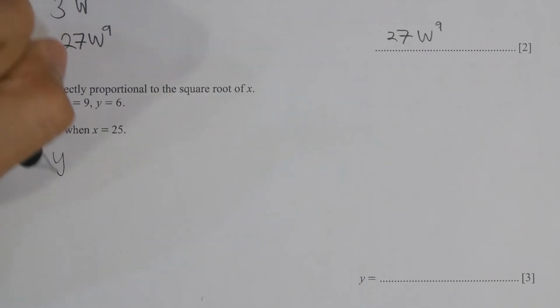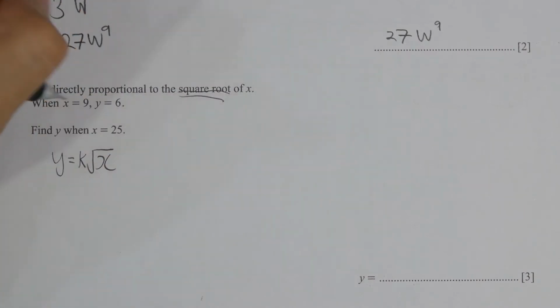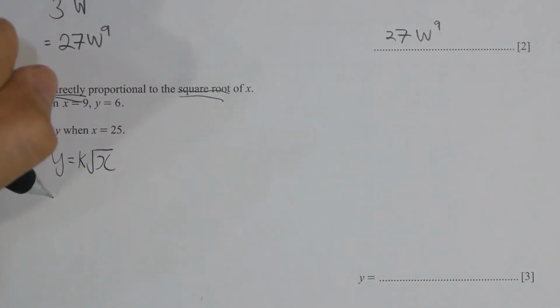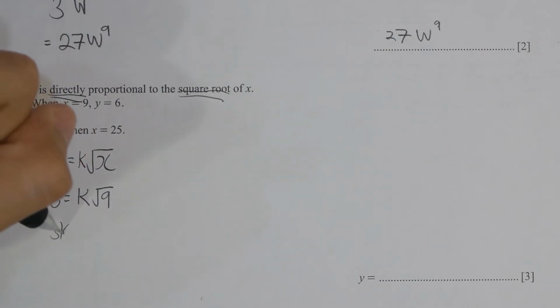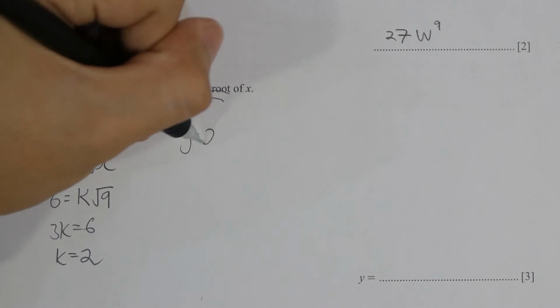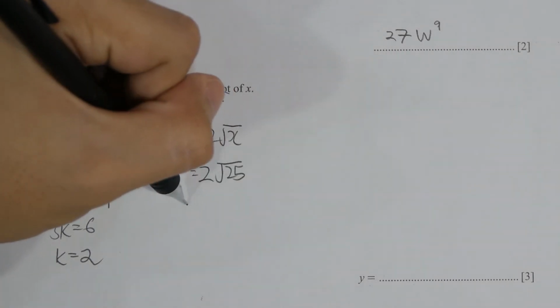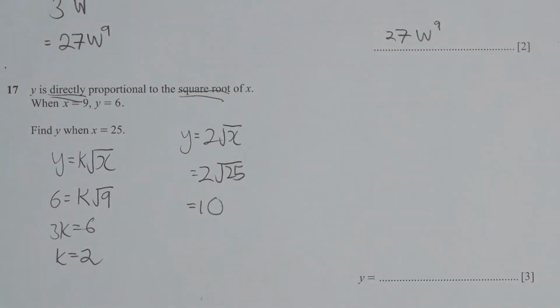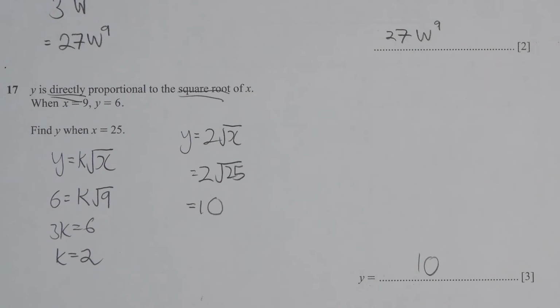For question 17, y is directly proportional to the square root of x. So let's construct the formula and identify the k value first. y equals k times the square root of x. Substitute 9 and 6 into it and you identify k's value as 2. Then you put x equals 25 into the formula, then you get y's result as 10.